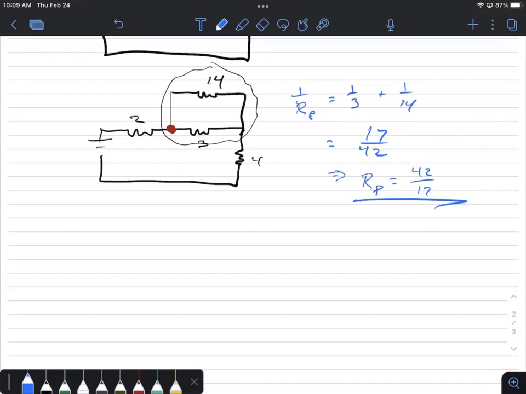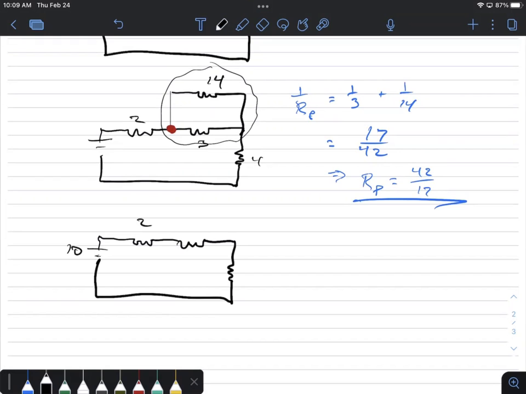Now what? Redraw the circuit again since you've simplified it. Here's my first resistor. Now this parallel set becomes one single resistor. There it is. And what do I know about it? Well, this parallel set has a total resistance of 42 over 17. So there it is. And everything else is the same as it was before.